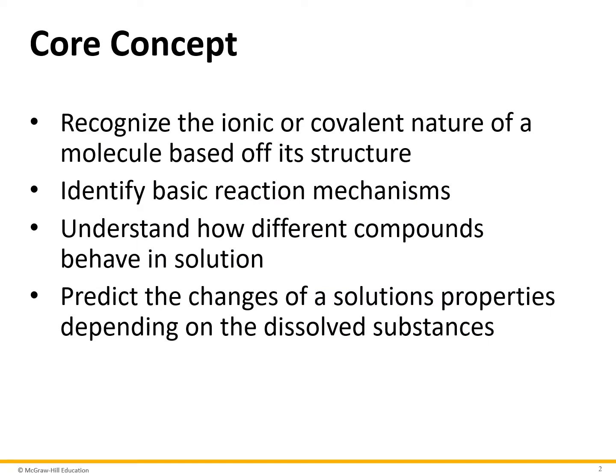Okay, the core concepts and learning goals for today's lectures are the 4 items. The first thing that you should be able to do by the end of the lecture is to recognize the ionic or covalent nature of a molecule based off its molecular structure. And to that end, once you have a feel for the relationship between a compound's formula to its molecular structure, we can use that to really understand and identify the basic reaction mechanisms that we can expect in a chemical equation. These are going to cover the first half of the lecture.